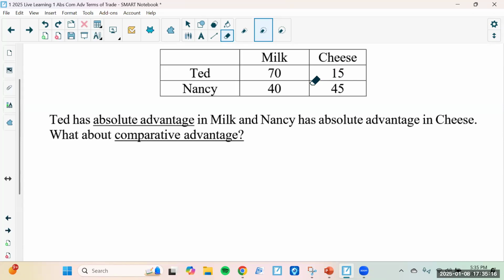Again, there's a free response question coming up in this class that some of y'all are not going to do it this way, and you're going to miss it. All right, let's do Ted first. For Ted, for every 70 units of milk that he produces, he could have instead produced 40 units of cheese. So his opportunity cost of 70 milk is 40 cheese. But we want to find out what is the opportunity cost of 1 milk.